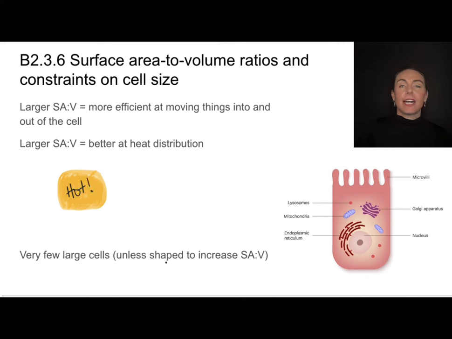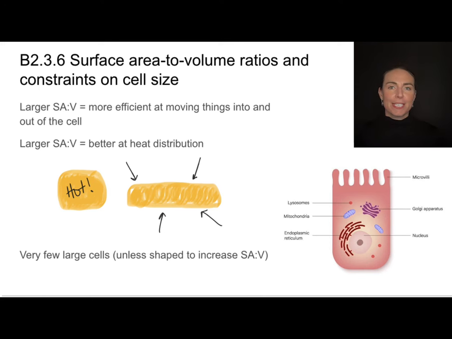One of the ways I can cool this down is by increasing the surface area to volume ratio. I might flatten it out. I still have the same volume of potatoes, yet now there is more surface area exposed to the cool air, so this is going to cool down much quicker. Cells use the same kinds of things. There are two adaptations that cells can employ to have very large surface area to volume ratios. Either they can stay small or they can change their shape. There are very few large cells, but the ones that are large have unique shapes in order to increase that surface area to volume ratio.